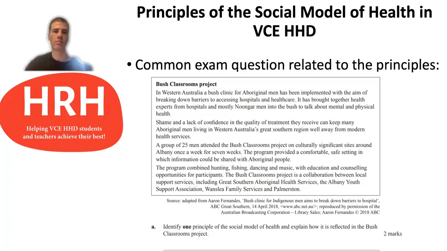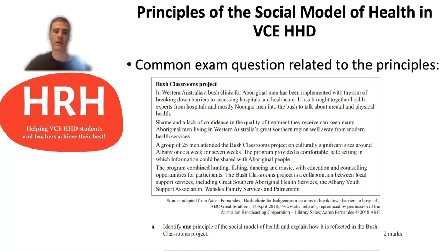So you can see there this Bush Classrooms project. It was described in a previous exam, and then the question underneath there was to identify one principle of the social model of health and explain how it's reflected in this particular project. There's been other questions that have been worth, say, 6 marks, where they've asked you to identify and describe two principles of the social model of health, and then how they're reflected in a program. So you get a mark for identifying, a mark for describing, and then a mark for linking it to the program. Times that twice, and it'll be worth 6 marks then.